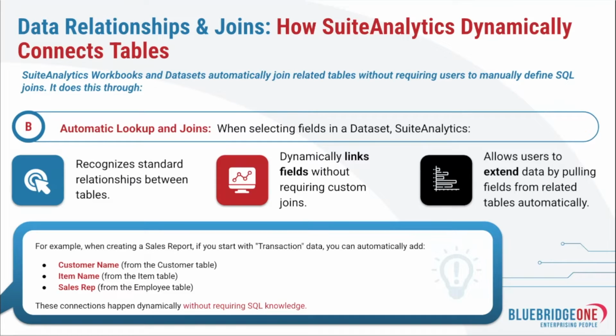When selecting fields from a different record type in the data set, for example, invoices, customer sales orders, SuiteAnalytics automatically detects the relationship between fields and links them correctly. For instance, if you select a customer field in a sales report, SuiteAnalytics will automatically link it to the corresponding customer data from the customer record data set.